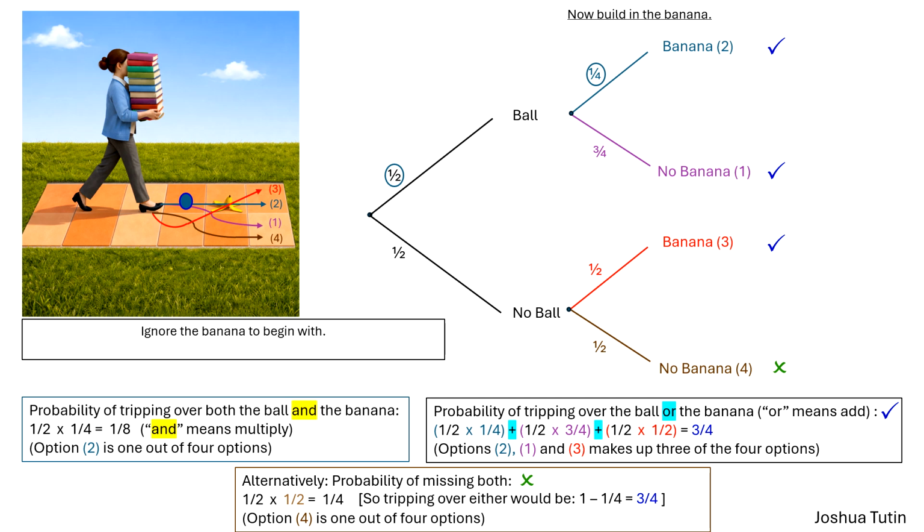But notice if you add the 3 in 4 and 1 in 4, you end up getting 1. And this is what you should get, actually, because it shows that all combinations of possibilities on the probability tree have been covered. So all these probabilities should end up adding to 1.